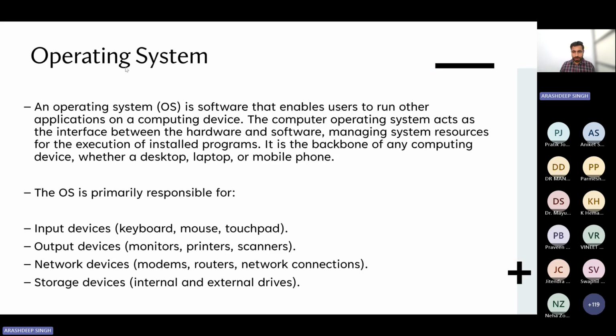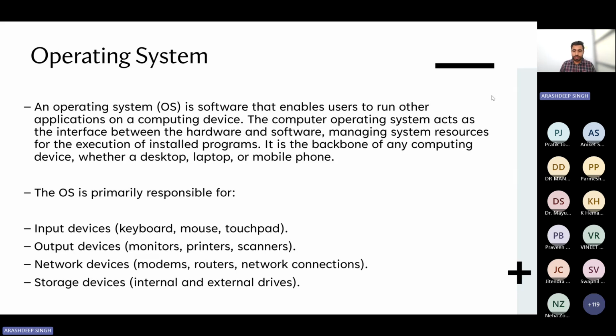Now let's look at the second part, operating system. We all are familiar with the operating system. We are currently being connected with the help of an operating system via all our devices. The formal definition of an operating system is software that enables users to run other applications on a computing device. The computer operating system acts as the interface between hardware and software, managing system resources for execution of installed programs. It is the backbone of any computing device. Normally we use Android for our smartphones, Windows for our laptops, or Linux for our servers or laptops.